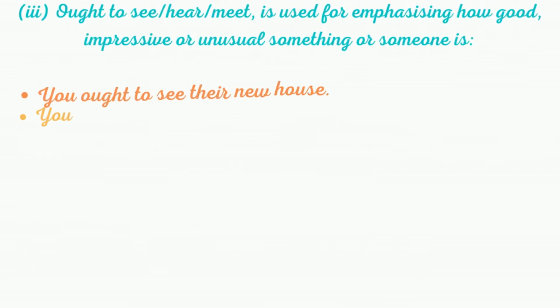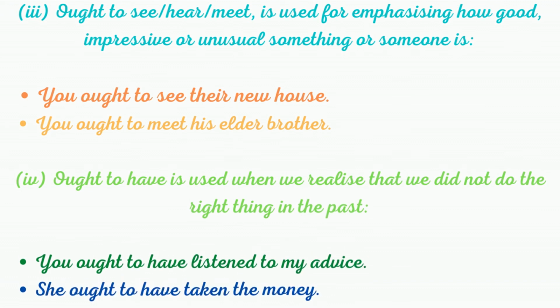Ought to see, hear, meet is used for emphasizing how good, impressive or unusual something or someone is. You ought to see their new house. You ought to meet his elder brother. Ought to have is used when we realize that we did not do the right thing in the past. You ought to have listened to my advice. She ought to have taken the money.